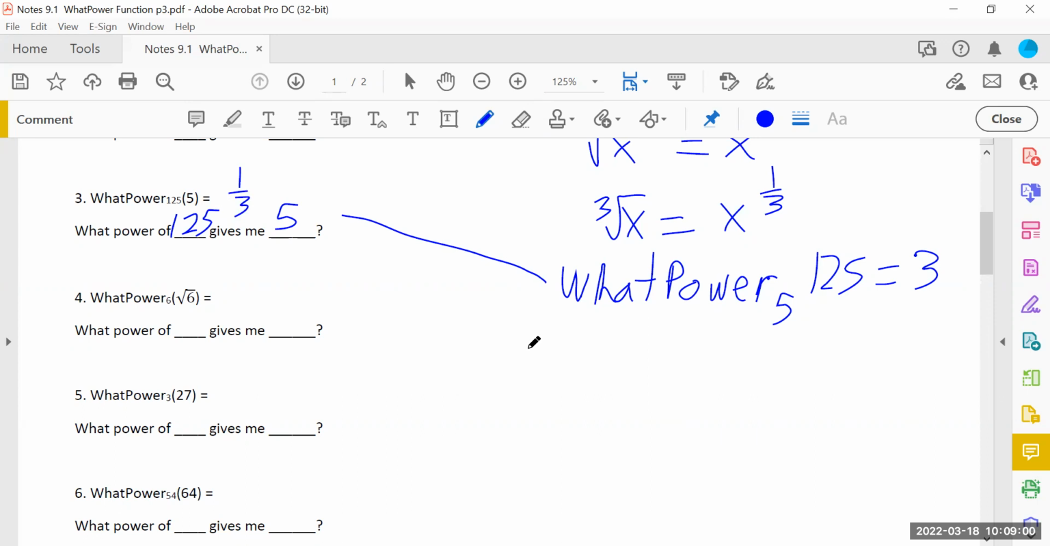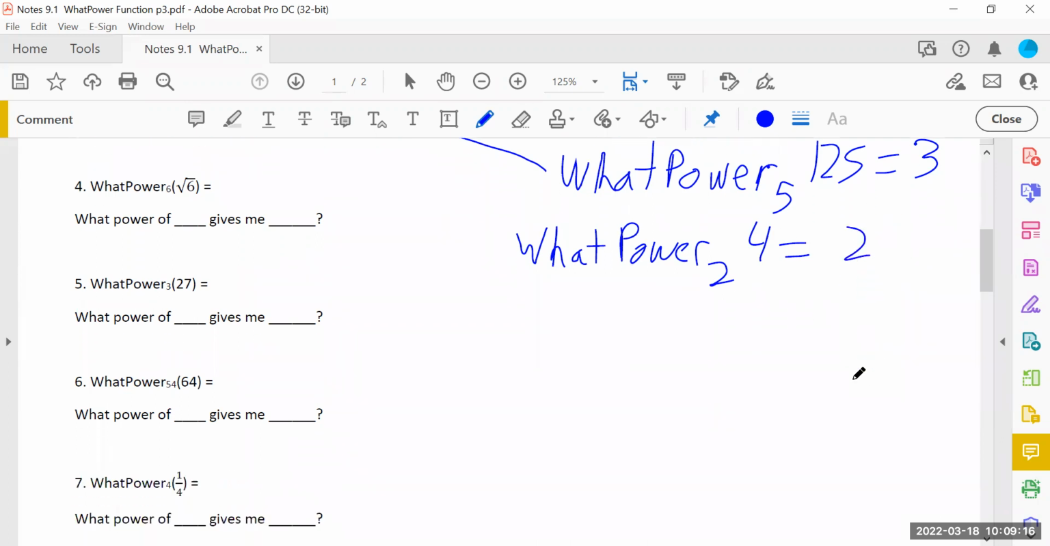Another way of thinking about that, you guys, what power of 2 gives me 4? That's going to be 2, right? 2 squared is 4. If I switch those, what power of 4 gives me 2? Instead of squaring, I want to square root, which is a 1/2. Does that make sense? But again, you don't have to make that connection to square roots yet. As long as you understand that if I switch the numbers, my answer is the reciprocal.